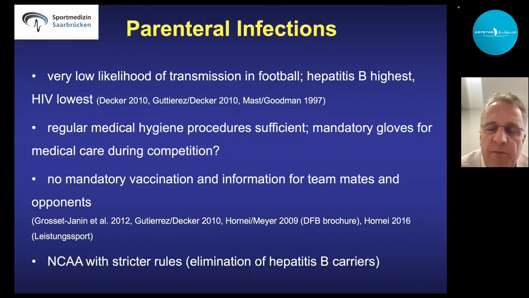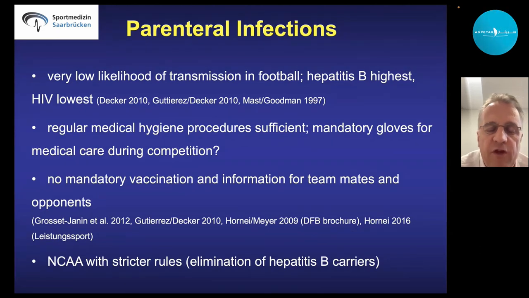What could be discussed is a mandatory use of gloves on the pitch, also because it sets an example. You will easily see that the use of gloves is established in some countries, whereas in others it's not. On the other hand, in a regular hospital setting, all the measures being done on the pitch would typically be done with gloves on the hands. So this is something to be considered. But besides that, the typical hygiene procedures seem to be sufficient.